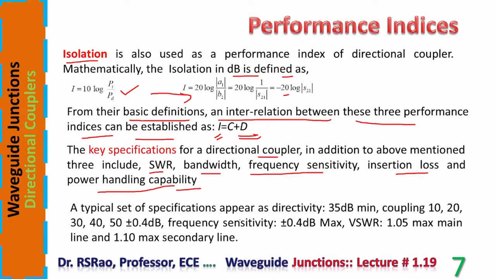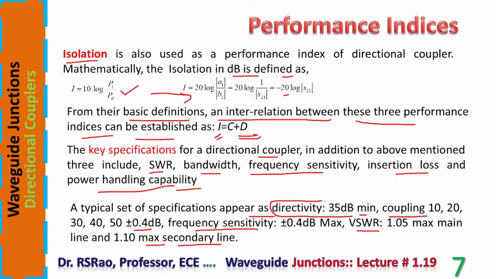A typical set of specifications appears as directivity 35 dB minimum, coupling 10 or 20 or 30 or 40 or 50 plus or minus 0.4 dB, frequency sensitivity plus or minus 0.4 dB maximum, SWR 1.05 maximum over the main line and 1.10 maximum over the secondary line. By looking into the specifications, one can easily get some idea regarding the performance level of the coupler. They are also useful in selecting an appropriate coupler for the application on hand.